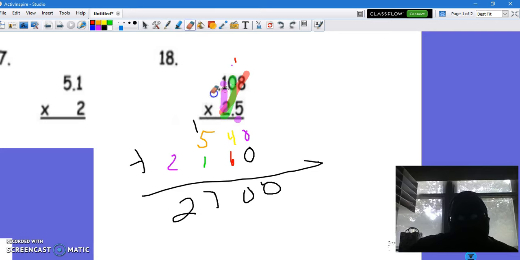And now, how many places do we see after the decimal? Well, this one's got 2 decimals, so you have to count both. Okay?